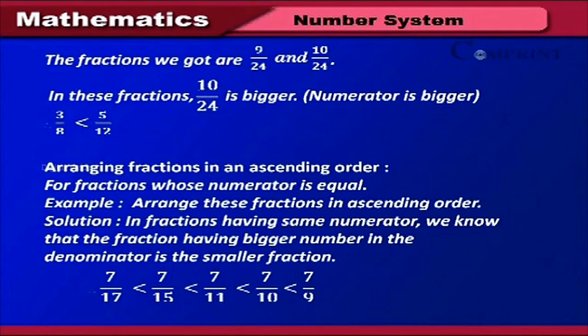Arranging fractions in ascending order. For fractions whose numerator is equal. Example, arrange these fractions in ascending order. Solution. In fractions having the same numerator, we know that the fraction having the bigger number in the denominator is the smaller fraction. Therefore, 7 by 17 is less than 7 by 15, less than 7 by 11, less than 7 by 10, less than 7 by 9.